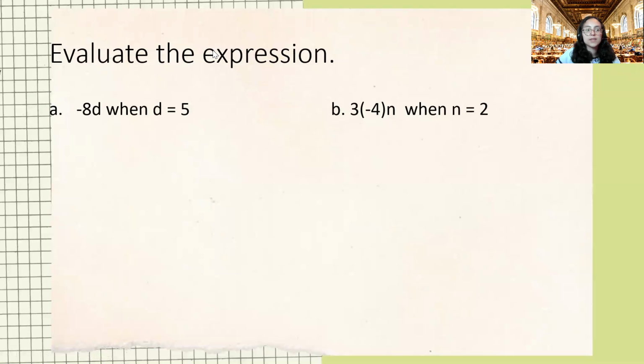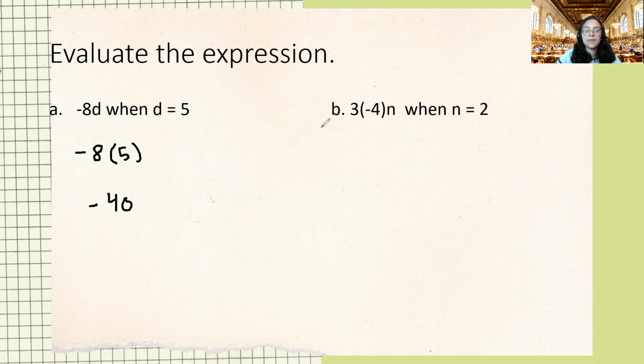So here we're asked to evaluate the expressions when given a value for the variable. So what we're going to do is substitute and then simplify. So here I have negative 8d, and we're asked to evaluate when d is equal to 5. So we're going to substitute 5 wherever we see d, and then just multiply. So negative 8 times a positive 5 will give me a negative 40, because a negative times a positive will give me a negative.